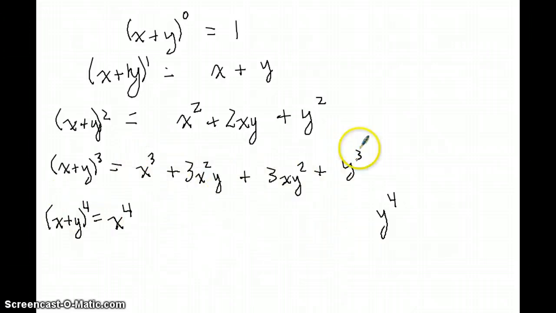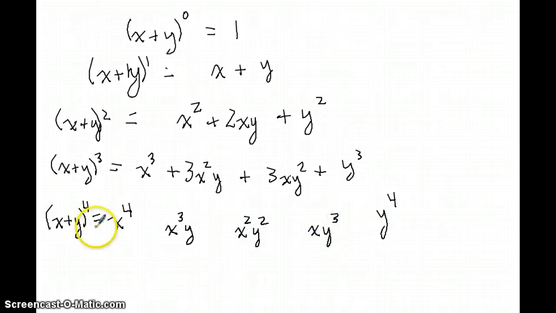I have all x's on one end and all y's on the other end, and the exponents are going to kind of steal from one and give to the other as we go down the line. So I'll move from x to the 4th to x to the 3rd y to x squared y squared. See what I mean? I'm going to take one from the x's and give it to the y's each time. Do that one more time. x y cubed. Those are sort of the variable terms.